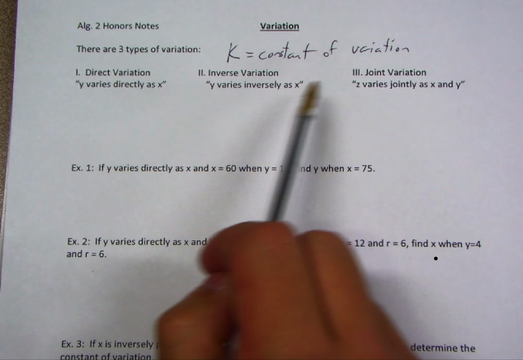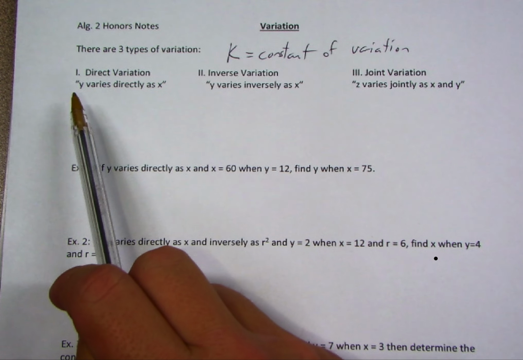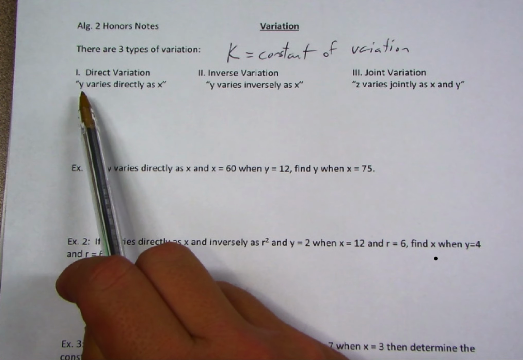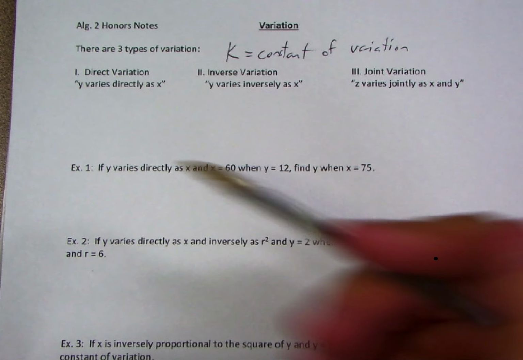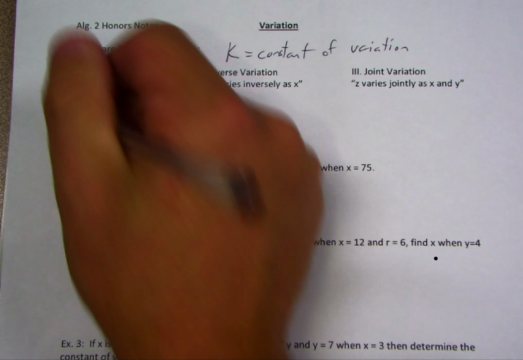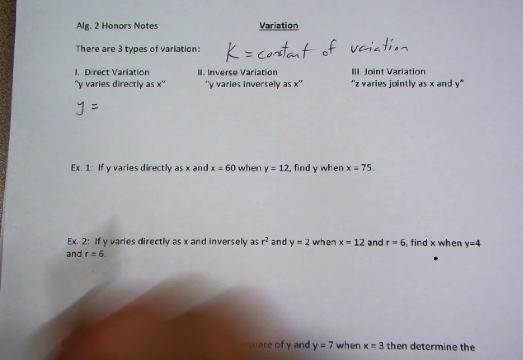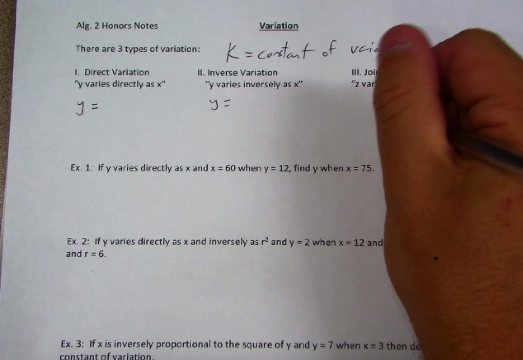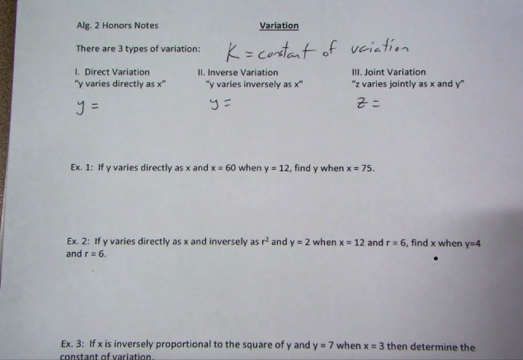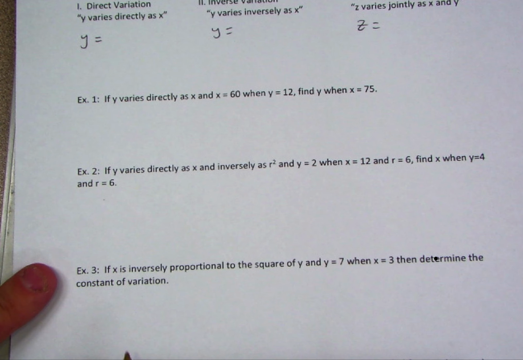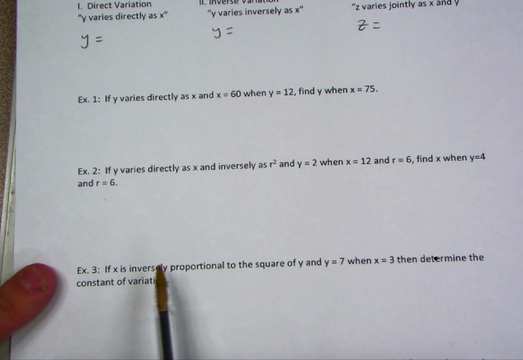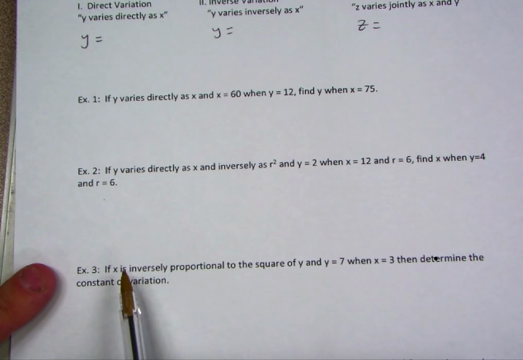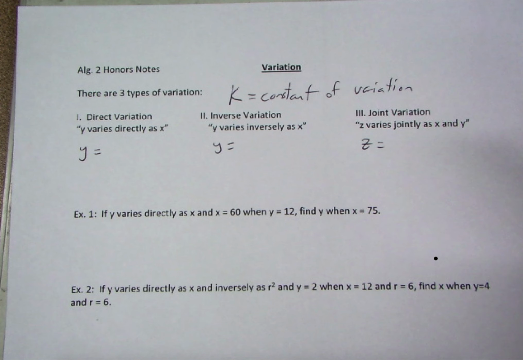So let me explain how this works. When I turn all these statements into equations, here's how I start. The letter that varies is the thing that equals. So when I start these problems, when it says y varies, I write y equals. Z varies, z equals. So the thing that varies is the thing that equals. It doesn't always have to be x. Like if I look at example three down here, it says x is inversely proportional. That literally means x varies inversely. That means the same thing. So this one would be x equals. So that's how we start.